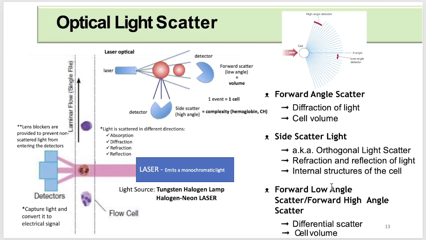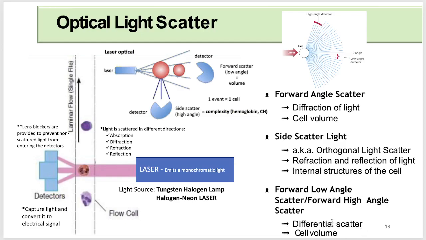How about your forward low angle scatter or forward high angle scatter? Yung forward low angle scatter at 2 to 3 degrees and your forward high angle scatter 5 to 15 degrees. Sige, ulitin natin. Your forward low angle scatter 2 to 3 degrees and your forward high angle scatter at 5 to 15 degrees will also correlate with cell volume and refractive index or with internal complexity.